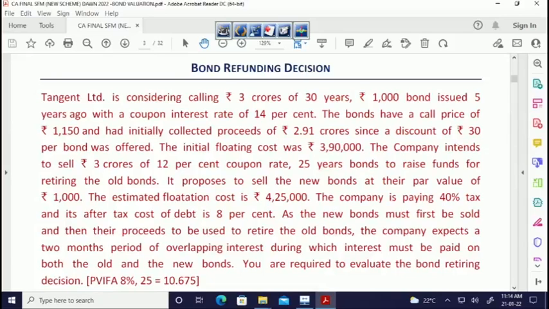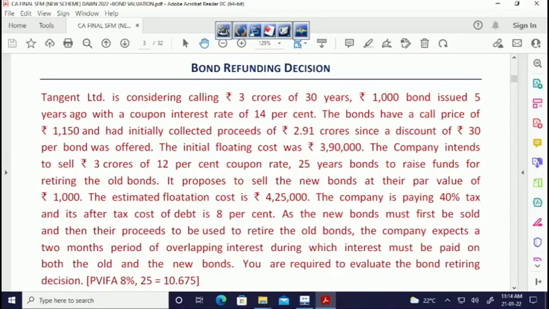Question number 1. Tangent Limited is considering calling 3 crores of 30 years 1000 bond issued 5 years ago with a coupon rate of 14%. So 3 crore at 1000 each, 30,000 bonds were there. They were issued 5 years ago and they had 30-year maturity. So 25 years left and 14% is the coupon. The bonds have a call price of 1150. So how much are we paying extra? 150 into 30,000 is 45 lakh. So 45 lakh we are paying extra today.